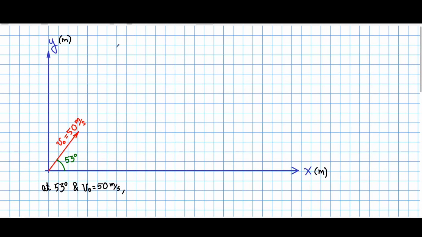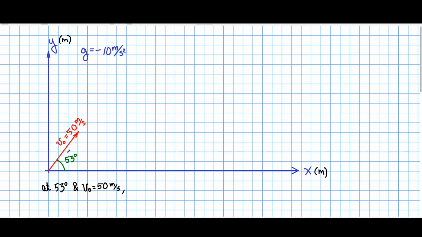Now, this object is only subject to one force, and that force acts straight down, which is going to cause it to have an acceleration g of 10 meters per second squared downward. What this means is that the y component of its velocity is going to change over time, but the x component, since there's no force in the x direction, we're ignoring wind resistance, will stay the same.